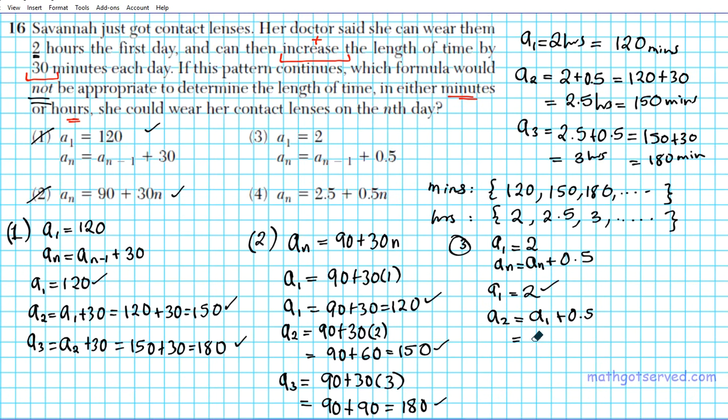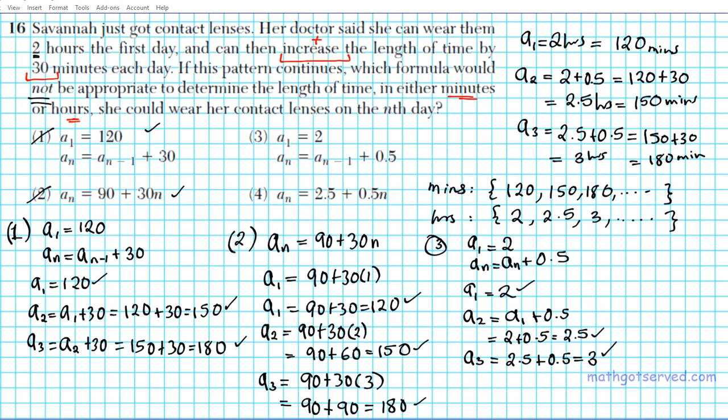A2 is the previous term A1 plus 0.5. The previous term is 2, plus 0.5, which is 2.5. Are we surprised? No, because this recursive definition is exactly what this is. And then A3, what's A3 going to be? 2.5, the previous term, plus the growth factor, the common difference, 0.5. You get 3. And that's exactly what the third term is here. So we can clearly see that option 3 is a formula that will be appropriate for determining any nth term for this sequence that we have.